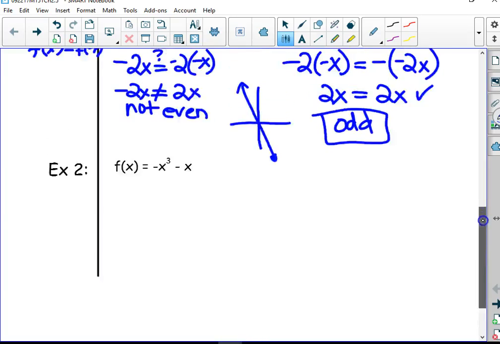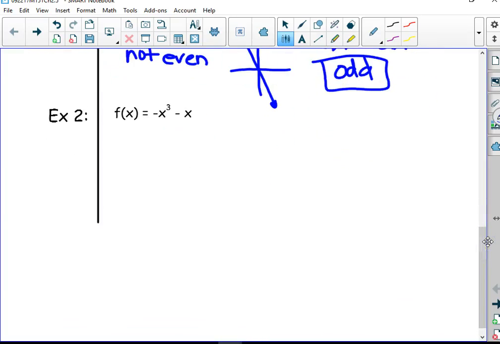This is an odd function. I'm going to run through the even just for the practice, I guess. So on even, I start out with the original function on the left. It doesn't really matter as long as you do your substitution. So negative x on the right.